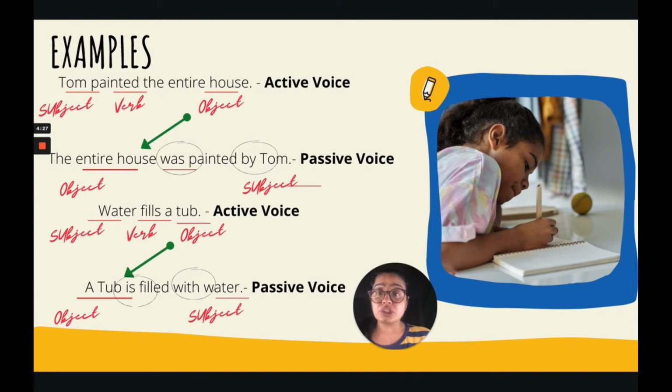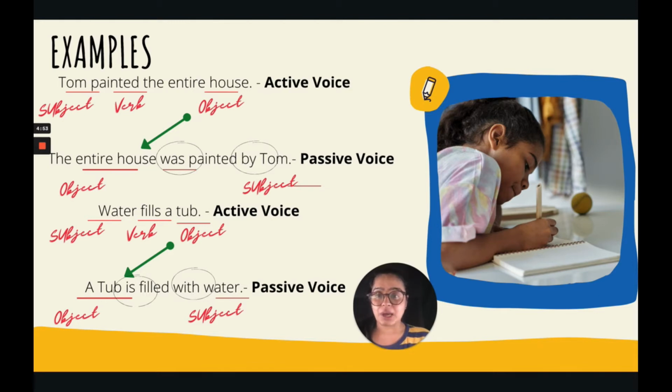Clearly, the position of the subject and the object has been changed. There has been an introduction of the auxiliary verb. Also, we have the preposition by in the passive voice along with the subject. Let's have a look at another example.